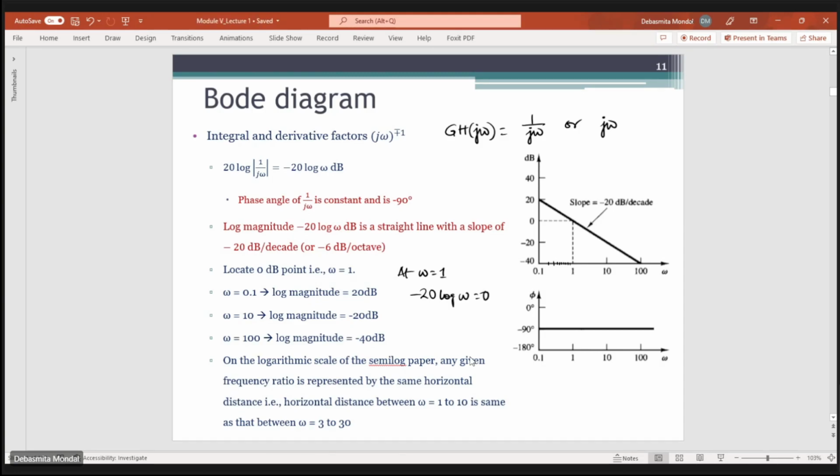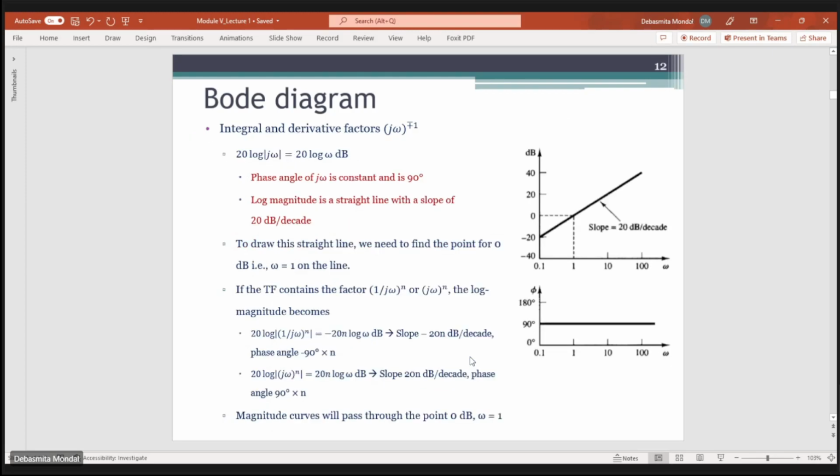So in case of an integral factor, the Bode plot looks like this. You have the magnitude curve, which is a straight line with a slope of minus 20 dB per decade, and the phase curve is a constant one at minus 90 degrees.